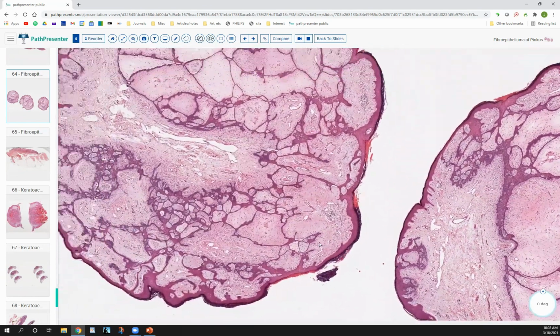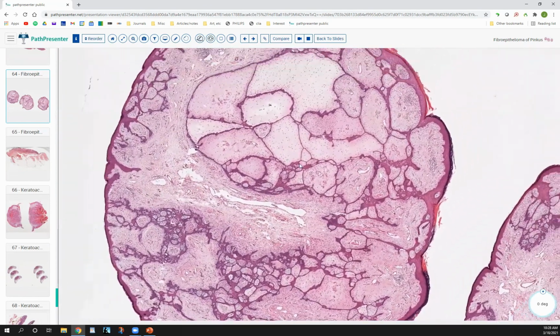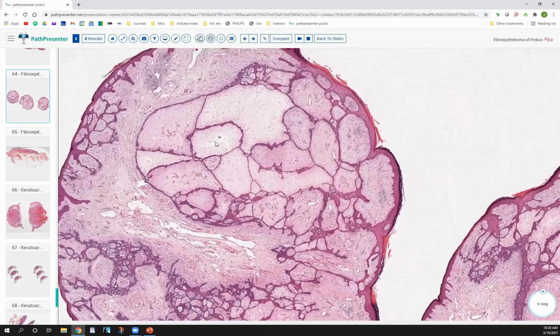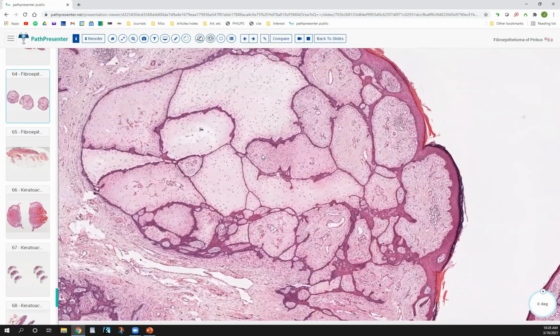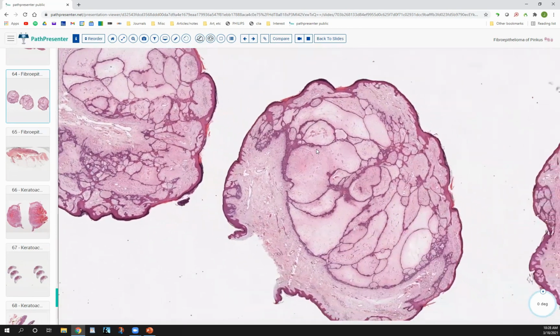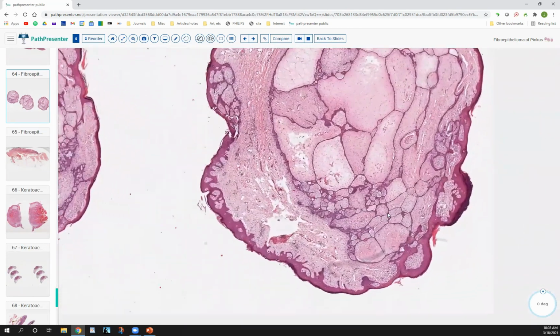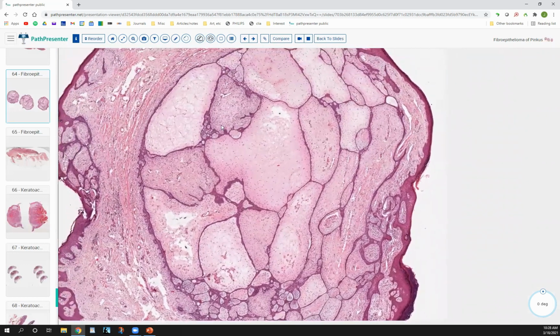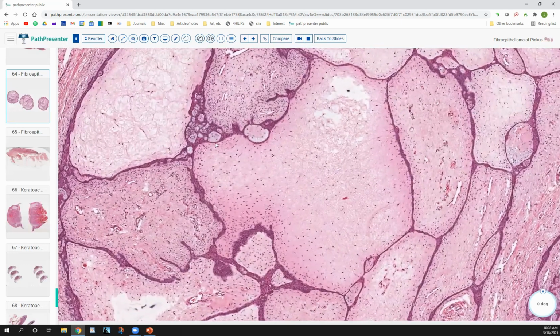This is a fibroepithelioma of Pincus, often occurring on the trunk. But the classic is these long, thin, branching and anastomosing strands of basal cell carcinoma in a more fibrotic background. A very, very nice example. I will guarantee you you're going to see this either in your rotations or on your exams because it is just so distinctive. So be aware of it.